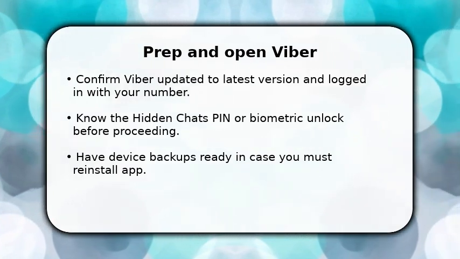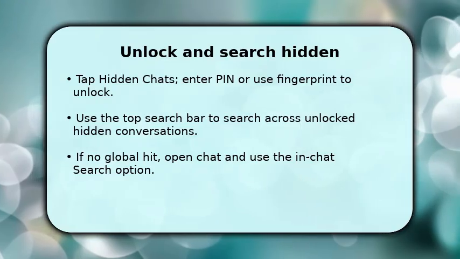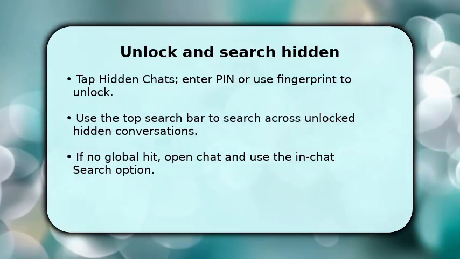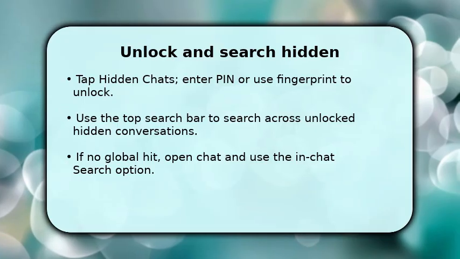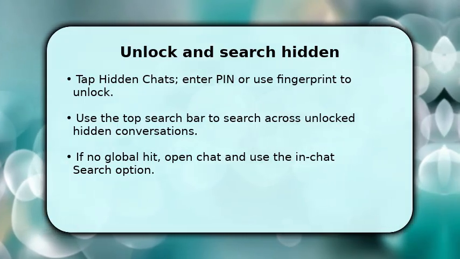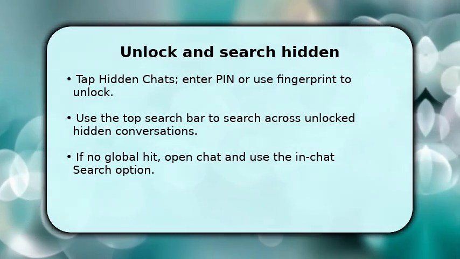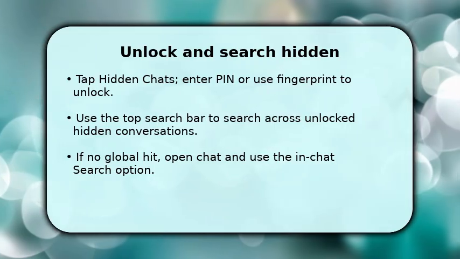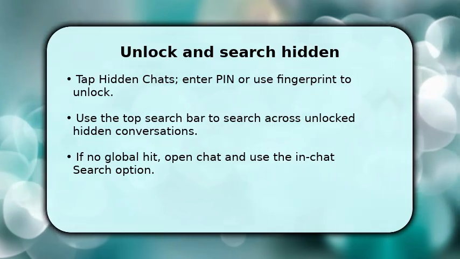Once inside More, tap Hidden Chats and unlock with your PIN or fingerprint. This step reveals the concealed conversations. After unlocking, use the global search bar at the top to type names, keywords, or phrases. Viber searches messages and media in those unlocked chats.